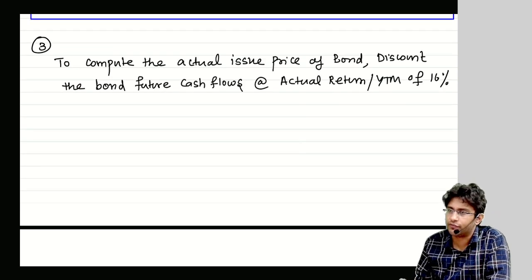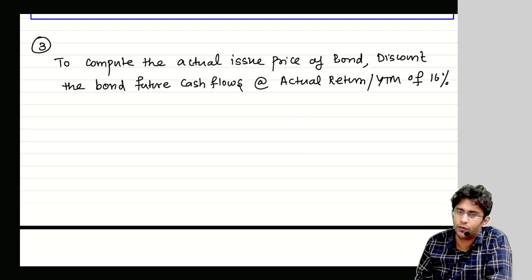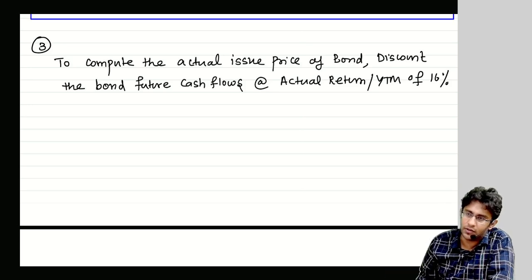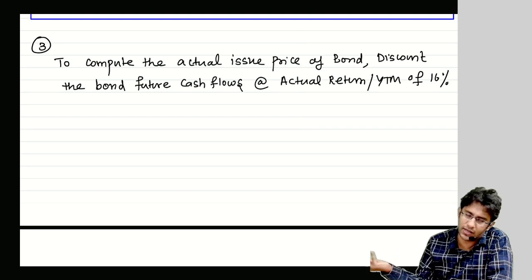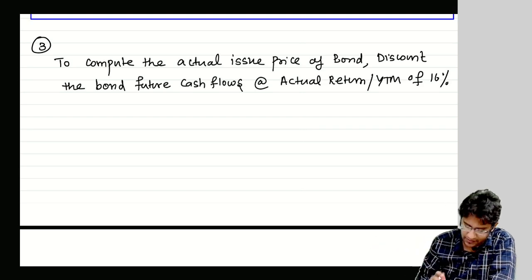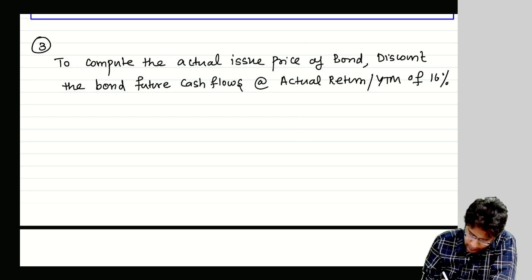What will happen if you use 15%? You won't get the issue price. You will get the theoretical fair price. Fair price is theory. Reality is the actual market price. If they both are the same, no problem. If they are not the same, then you will take a decision based on underpricing or overpricing. So let's come here.